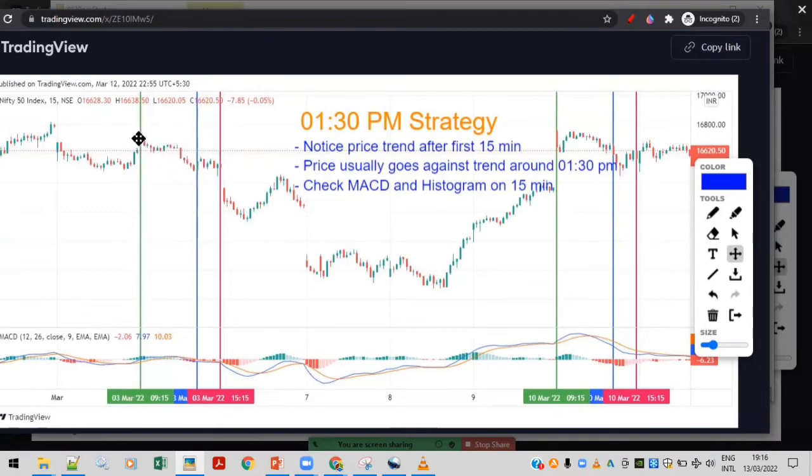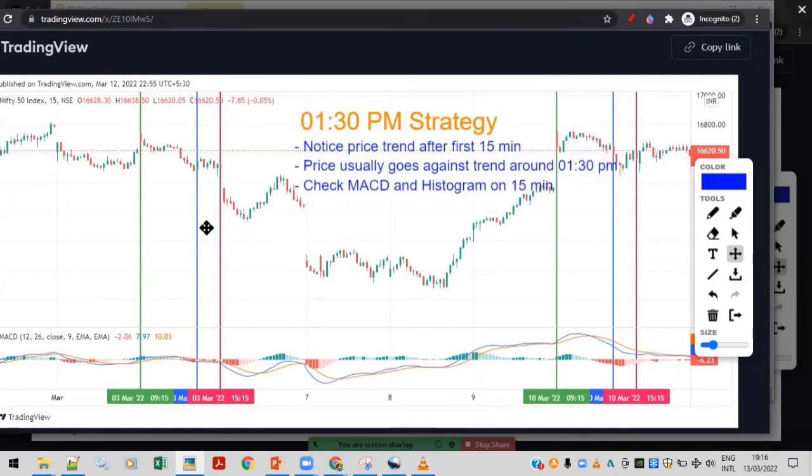So notice, if it is trading below the first 15-minute candle till 1:30 p.m., the trend was down. Same case here, it was trading sideways or downside. After the first 15-minute candle was red, it was trading sideways to downside. It has broken this candle, so I'm considering here it was the downside. Then price usually goes against that trend around 1:30 p.m.